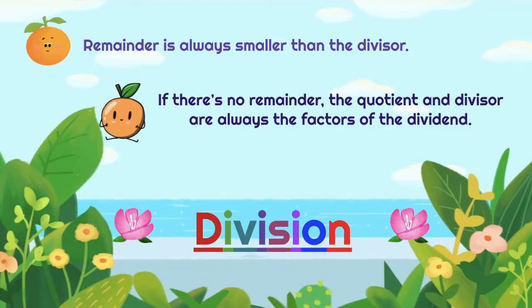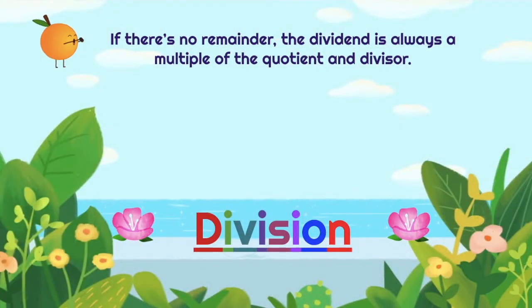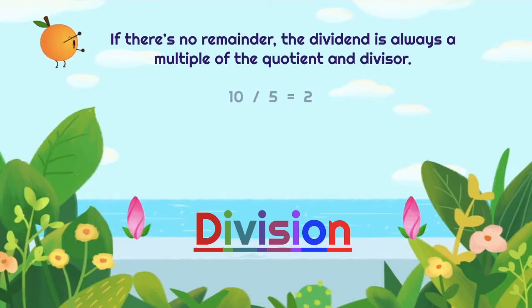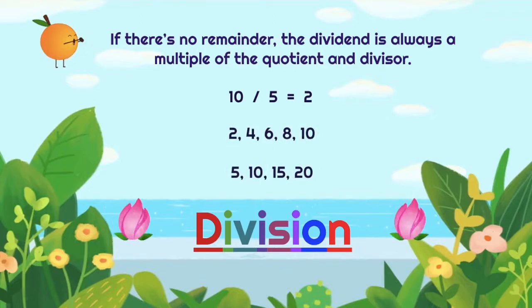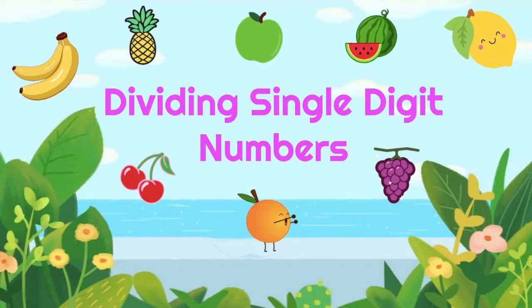For example, 6 divided by 3 is equal to 2. If we multiply 3 by 2, that would give us 6. One more thing, if there is no remainder, the dividend is always a multiple of the quotient and divisor. Let's say we divide 10 by 5. That would give us 2. If we review the multiples of both 2 and 5, we will be able to see that 10 is present. Let's try to divide single-digit numbers.